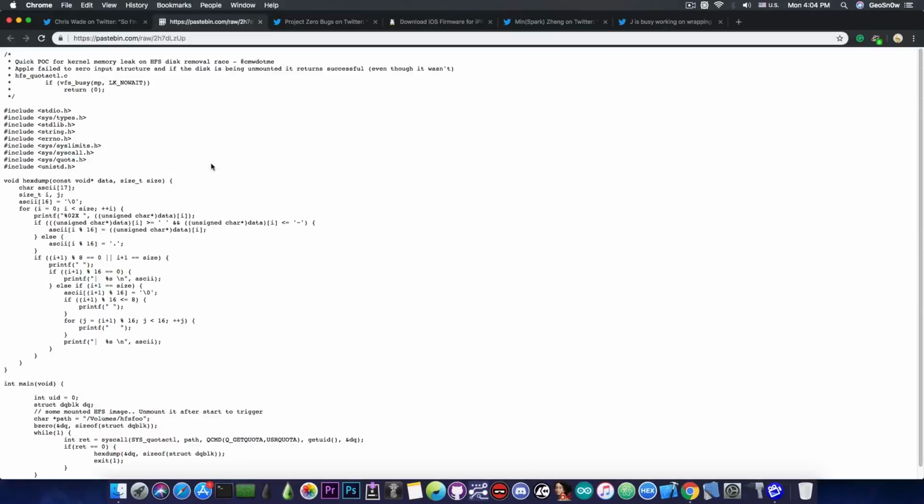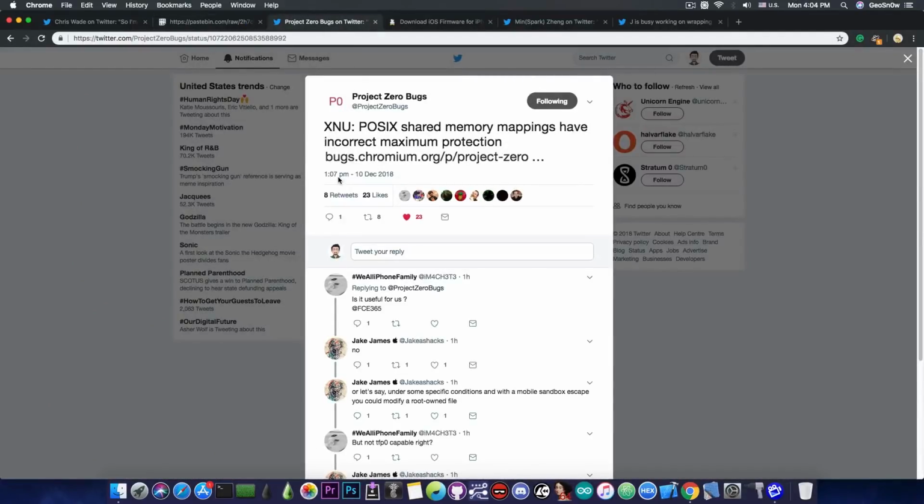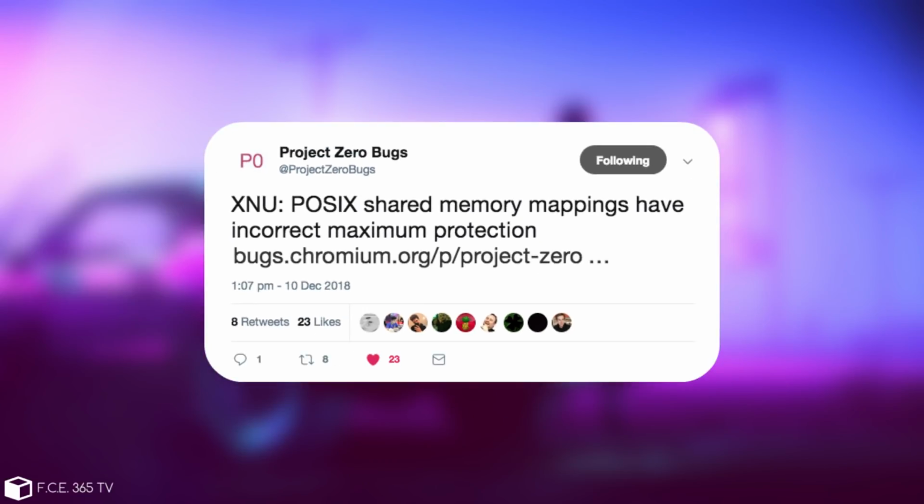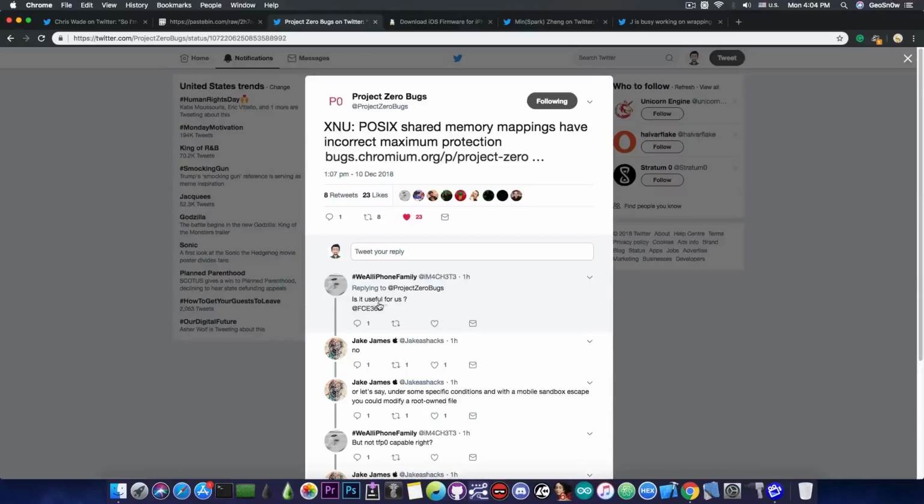The next one I would like to discuss is coming from Google Project Zero, and this one in here says, quote, "XNU," which is pretty much the kernel, "POSIX shared memory mappings have incorrect maximum protection," and the link in here. Now, this one affects the XNU kernel, so pretty much the iOS kernel as well. And you can see here people do ask me, is it useful for us at FC365? So naturally, I would have to include this one as well, even though no, this is not very useful either.